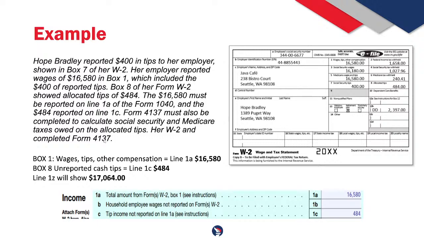Her W-2 and her completed 4137 are going to look like this, based on this information. There's some other information here that we're not talking about, but this is Java Cafe, so we can see it's a continuation of the example from the previous screen. I'm going to point out a couple of things because we're going to be visiting this stuff a little later. In box 13, this person is also participating in a retirement plan at work, and this is how much money has gone into the retirement plan. Like I said, we're going to come back and revisit this a little bit later.